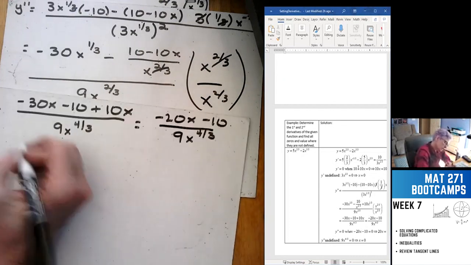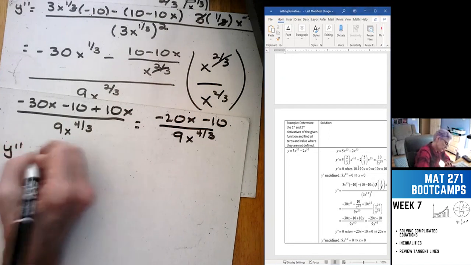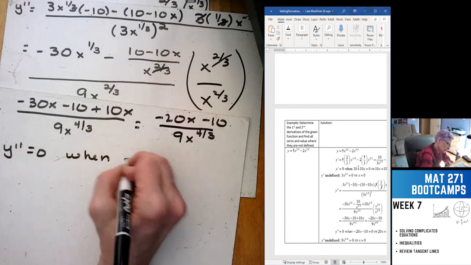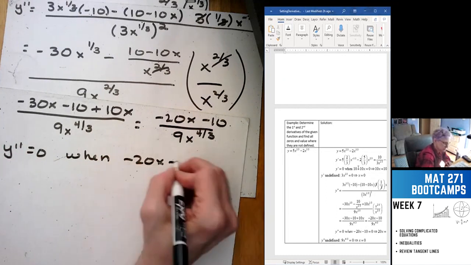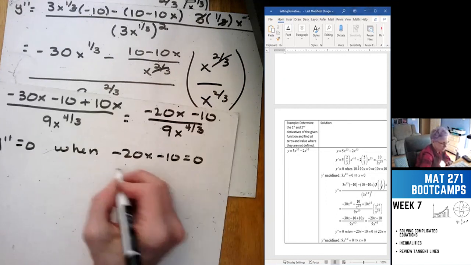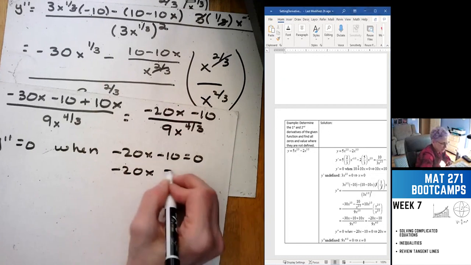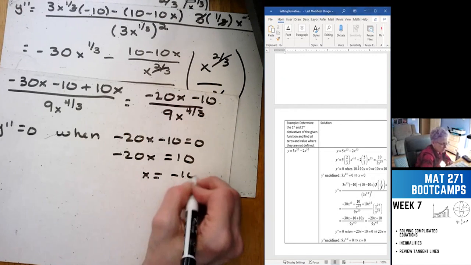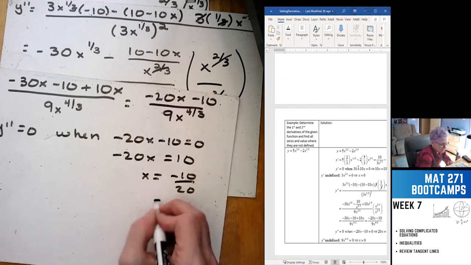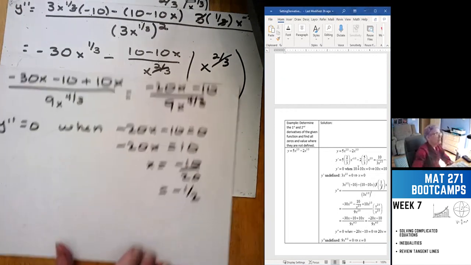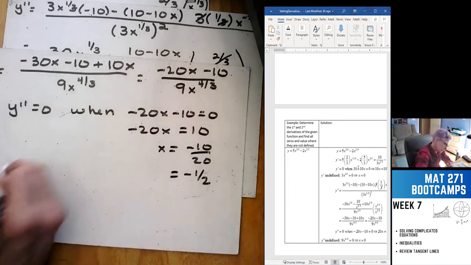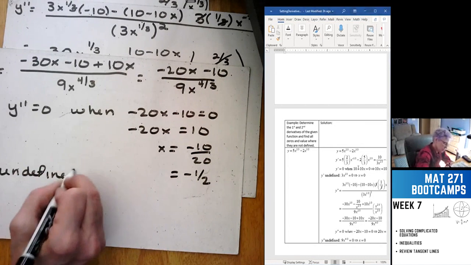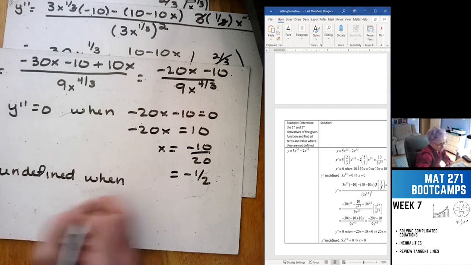So this is going to be equal to 0 when the numerator is equal to 0. So minus 20x is 10, so x is minus 10 over 20, or minus 1/2, and it's undefined when x equals 0.